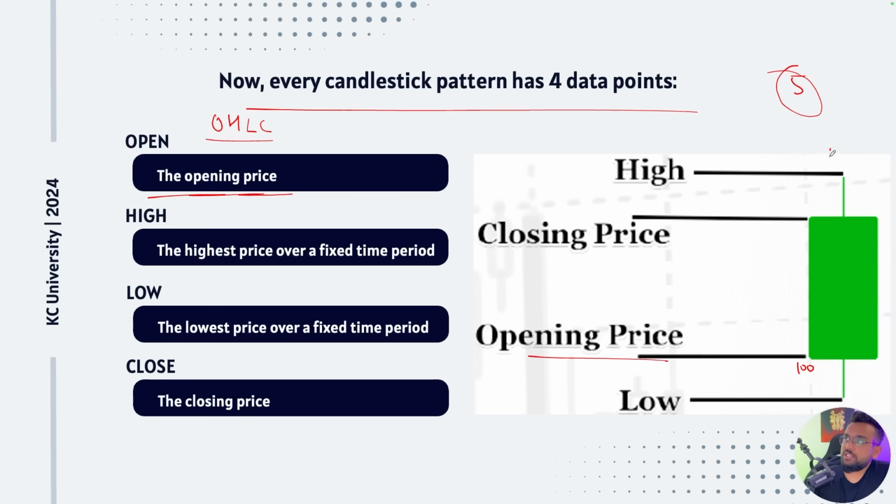The highest price was 105, but it closed at 104. Okay, now this is a green candle. Why? Because it opened at 100 and closed at 104. What would have happened if it opened at 100 and closed at 96? It would be a red candle. You see what I'm saying?